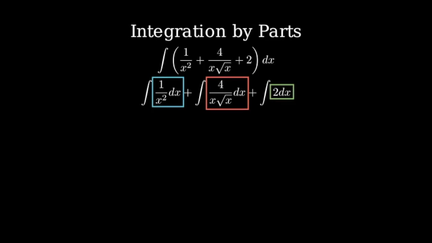Let's solve the first integral. 1 over x squared is equal to x to the negative 2. Using the power rule, we add 1 to the exponent and divide by the new exponent. This gives us negative 1 over x.